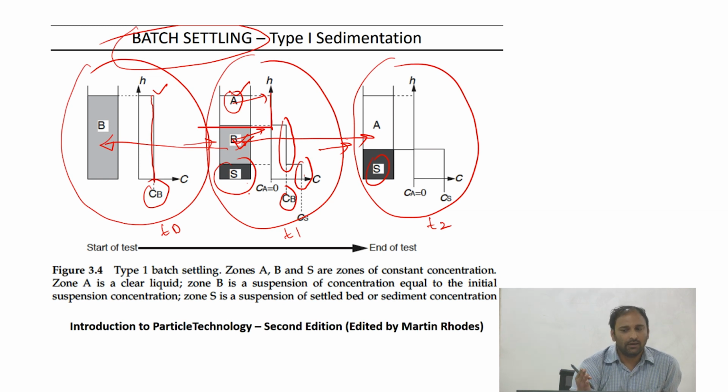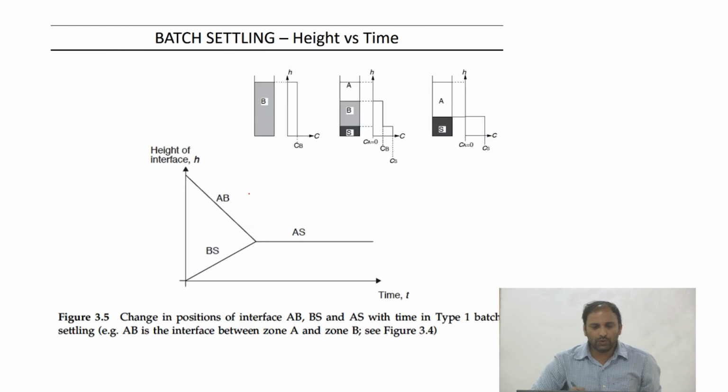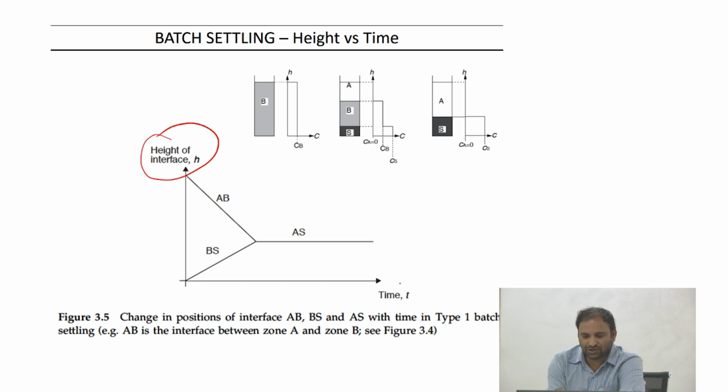All people do in such a batch settling experiment is follow the interface position as a function of time. You can plot the height of the interface as a function of time. In the beginning of your experiment you don't have any clear fluid as such. At some point in time you will start seeing an interface between A and B form. Typically it starts at some height, and as time progresses this interface is going to descend, it's going to come down.